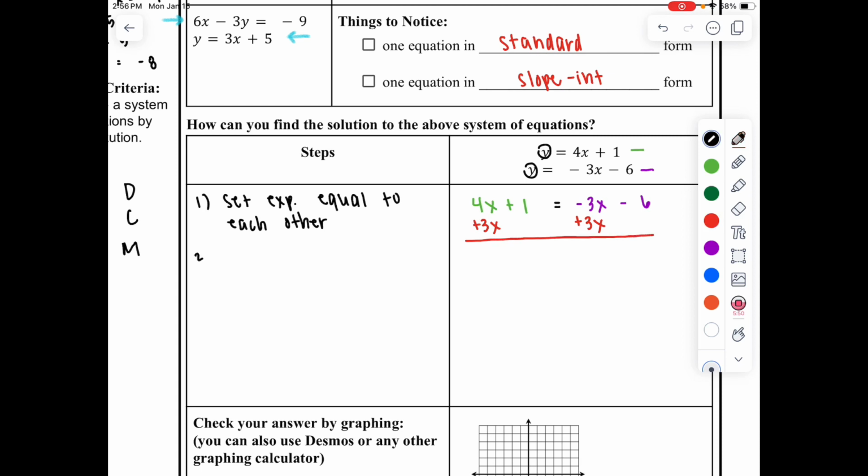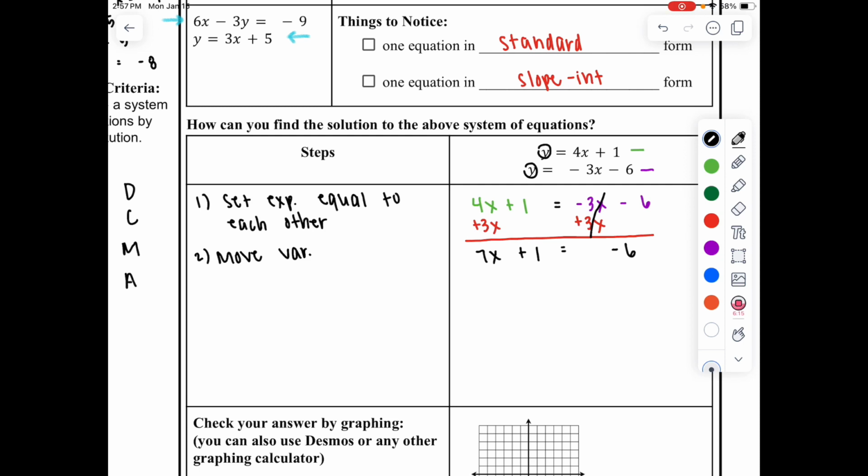It really doesn't matter. After you've moved the variables, you have to pay attention to where all of your moving parts are. So where are the variables and where are the constants? 4x plus 3x makes 7x, and then the positive 1 just drops down. On the right-hand side, negative 3x plus 3x is 0, so the negative 6 is the only thing that's there, and this is a two-step equation.